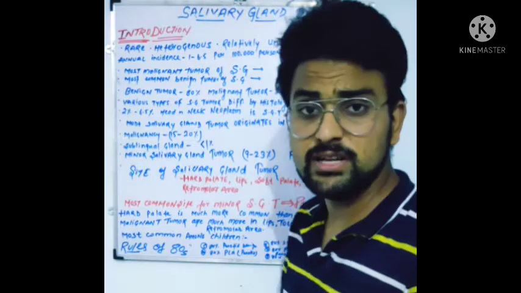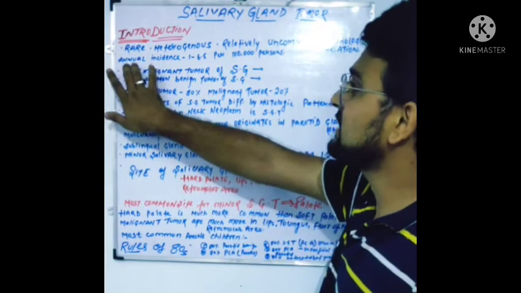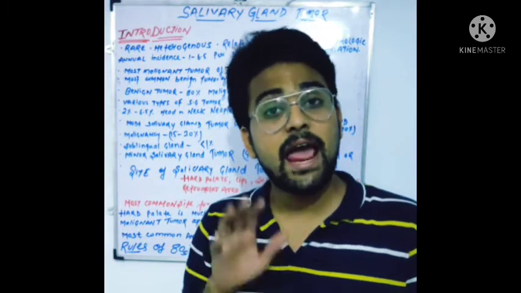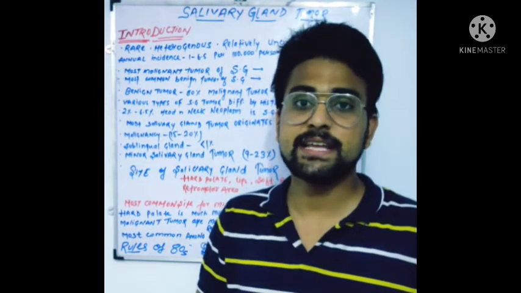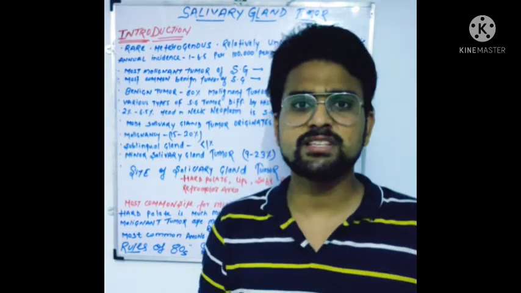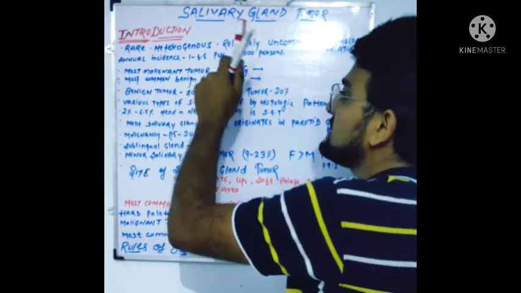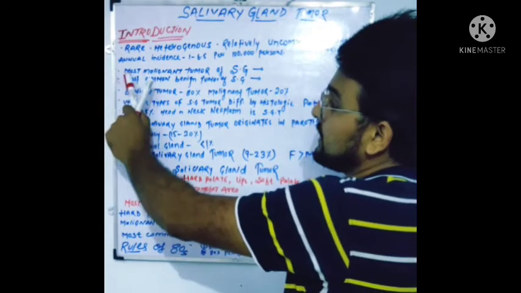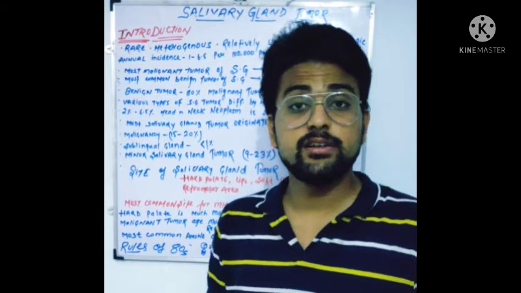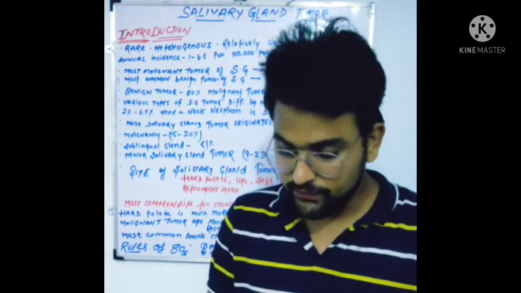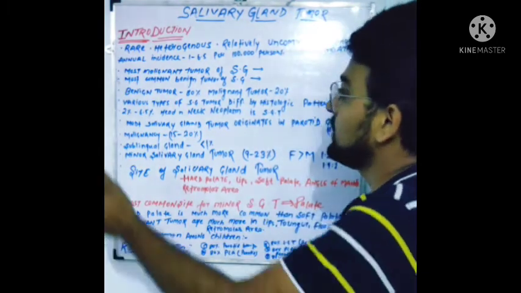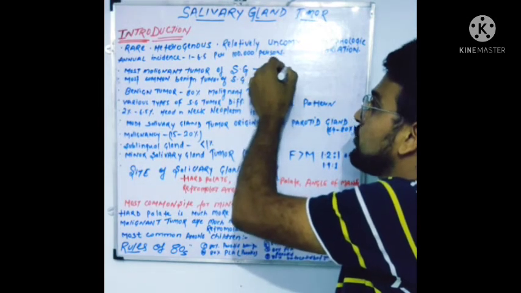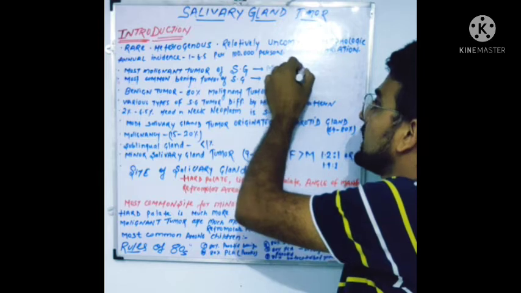Now come to the annual incidence. This was asked in NEET PG 2012: the annual incidence rate of salivary gland tumors, according to Stephens, is 1 to 6.5 per 1 lakh persons. Then it is generally asked which is the most malignant tumor of the salivary gland. The most malignant tumor of the salivary gland is mucoepidermoid carcinoma.